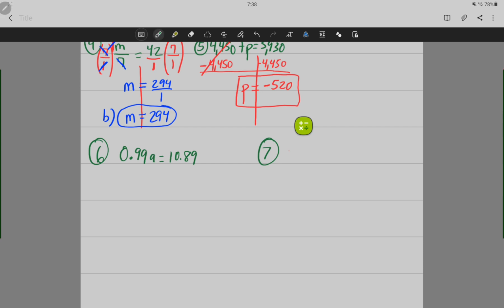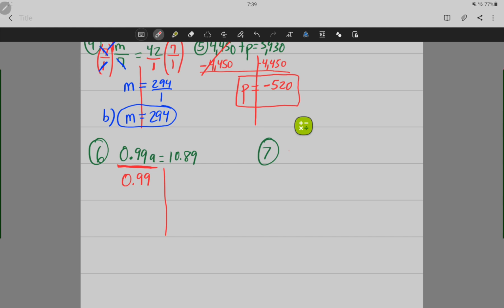So again, same idea, equal sign, let's draw a line. And this time it says 0.99a. So that's a coefficient. Remember, a coefficient is just a number in front of the variable that's multiplying it. So it's really 0.99 times a. So since we're looking at multiplication, we do the inverse operation. Opposite of multiplying is division. And we must divide by the coefficient, by that number, so that it will go away and leave our variable letter a all by itself.